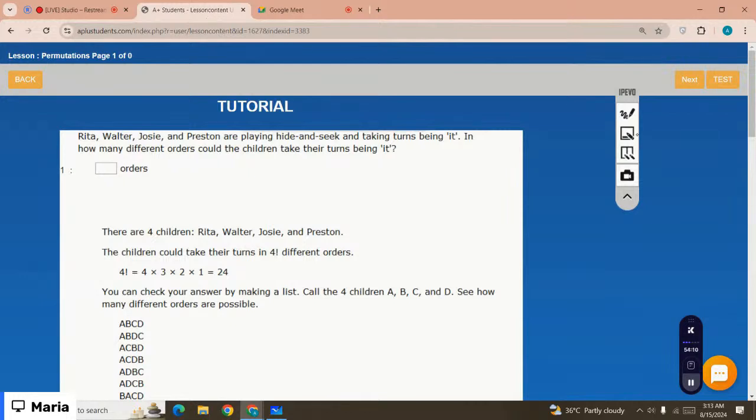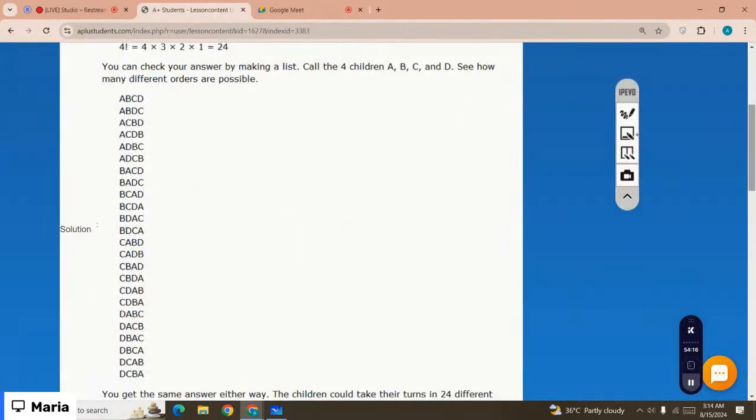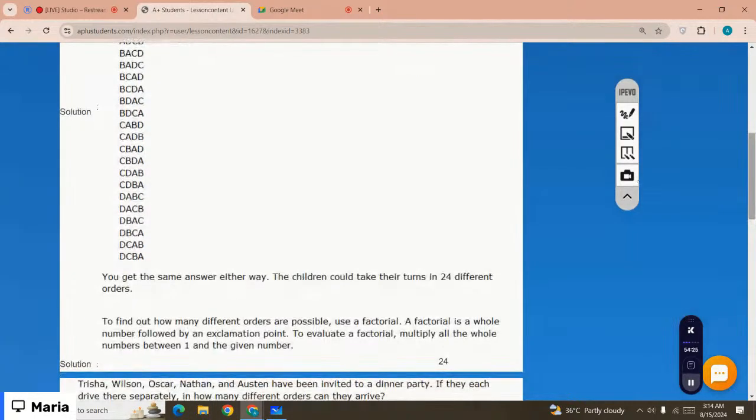That means there are 24 possible ways they can take their turns, right? So the children could take their turns in 24 orders. To find out how many different orders are possible, you always use a factorial. A factorial is a whole number followed by an exclamation mark. To evaluate a factorial, you multiply all the whole numbers between 1 and the given number. Got it?